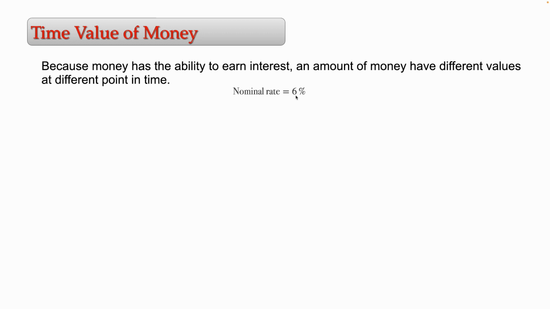So the money is worth 6%, and this 6% compounds annually, so it compounds once per year. And at whatever point in time, let's represent the time with a line, we have an amount of money, let's say $100. This $100 will have different values later in time.